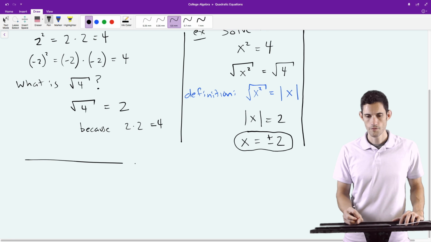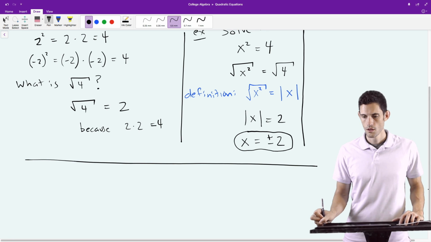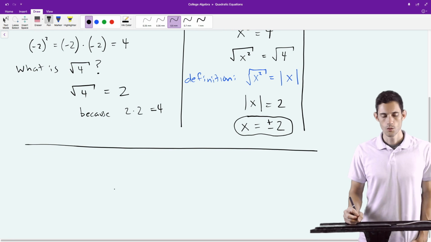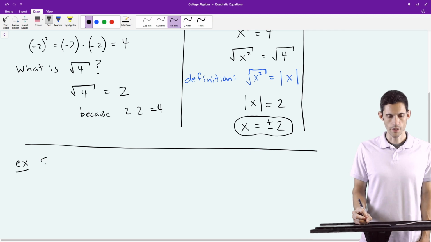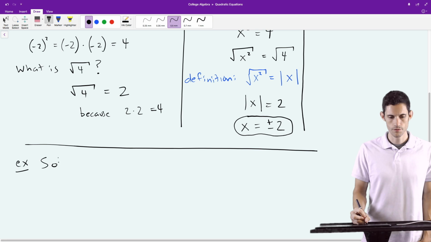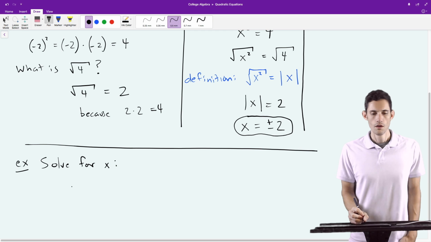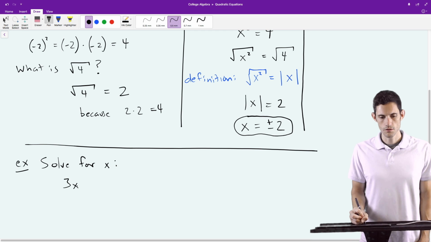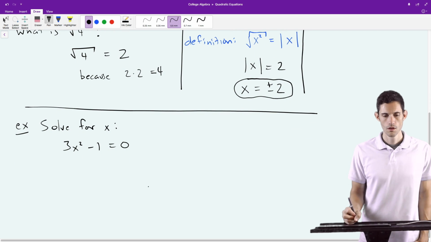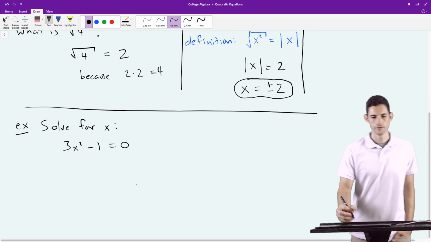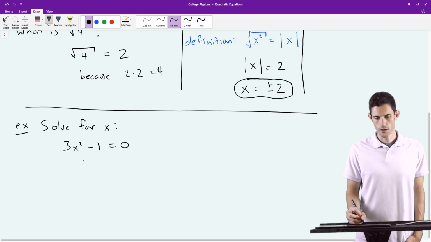So let's solve a couple more of these, and then we'll get back to the quadratic equation. Just need a little practice working with these square roots. Let's say 3x squared minus 1 equals 0. So I want to get the x by itself. So let's just do regular old algebra first.